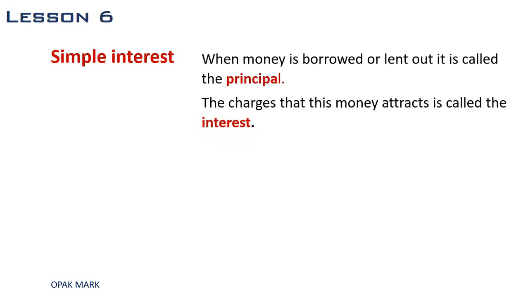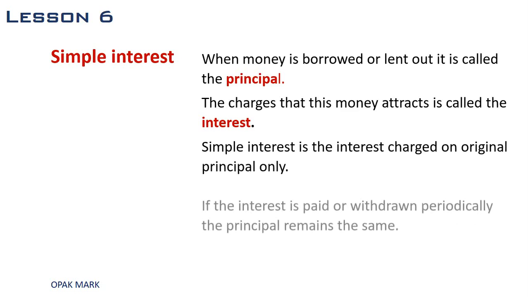Now, simple interest in this case is an interest which is charged on only the original principal. For example, if you put 500,000 shillings in the bank, it means that the principal will remain 500,000 for the subsequent time period, maybe years or months. The charge will always be got from only that principal 500,000. That is called simple interest. So if the interest is paid or is withdrawn periodically, the principal remains the same. That is simple interest.